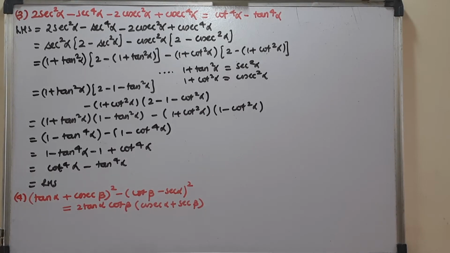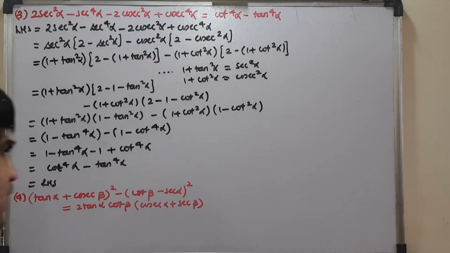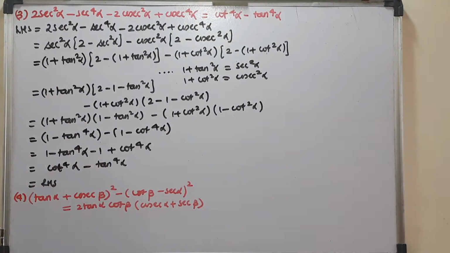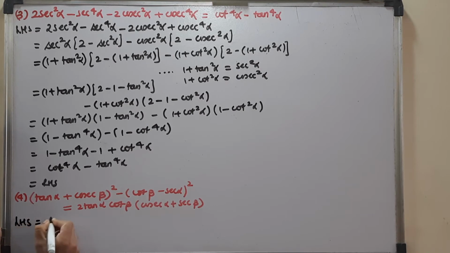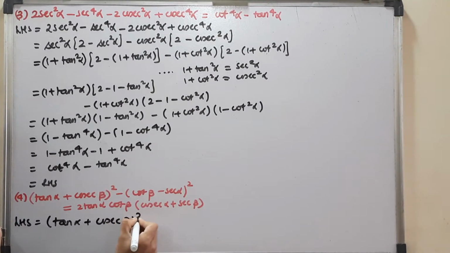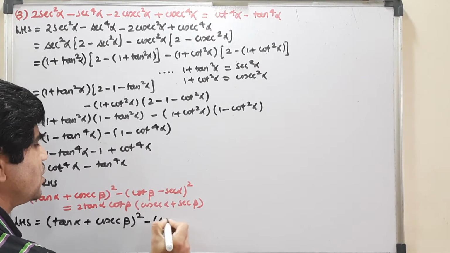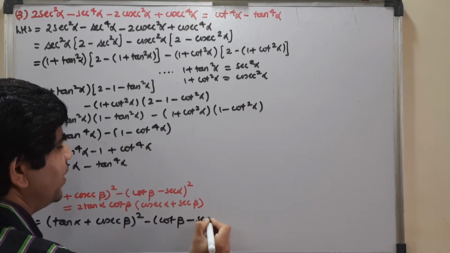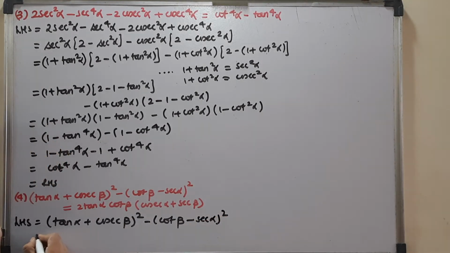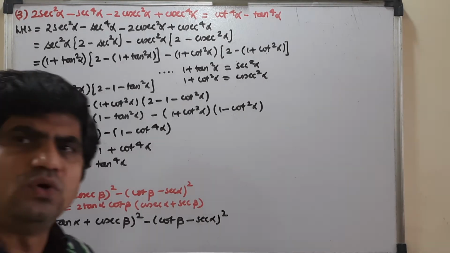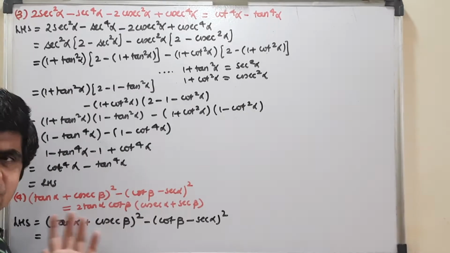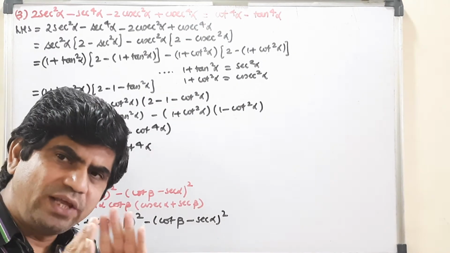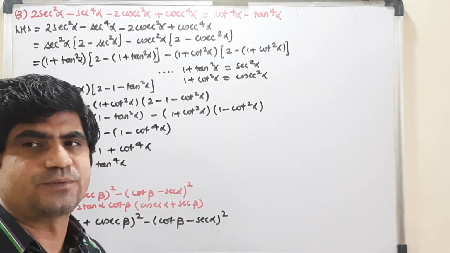It is written: tan alpha plus cosec beta the whole square minus cot beta minus sec alpha the whole square should be equal to 2 tan alpha cot beta multiplied by cosec alpha plus sec beta. We will come to know whether this question is correct or not. So LHS if I take, you will get here tan alpha plus cosec beta the whole square minus cot beta minus sec alpha the whole square. The primary thing which I am going to do over here is, since it is whole square, I would actually expand it and see what will happen if I expand it.